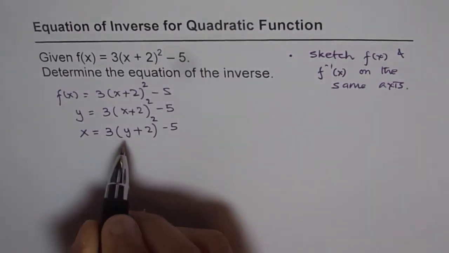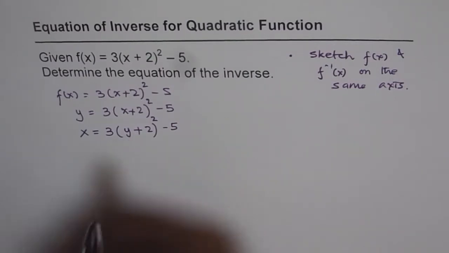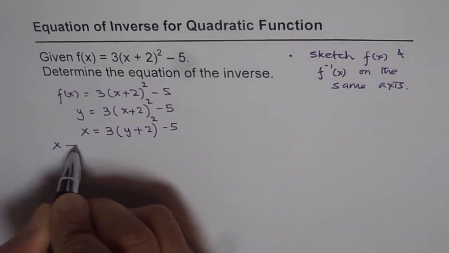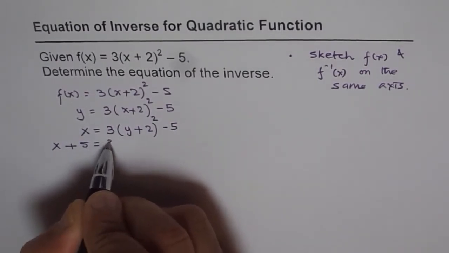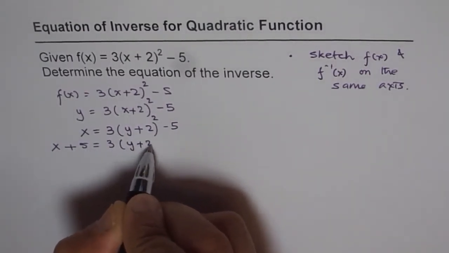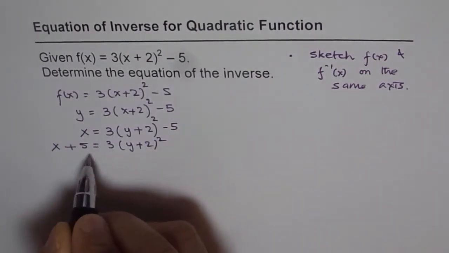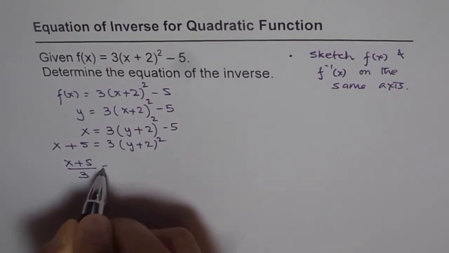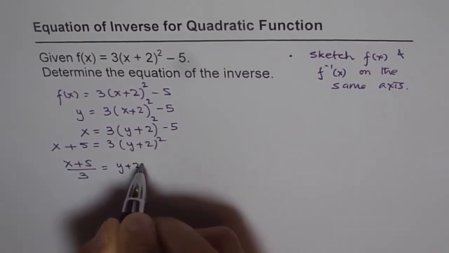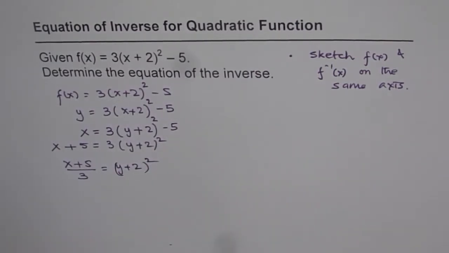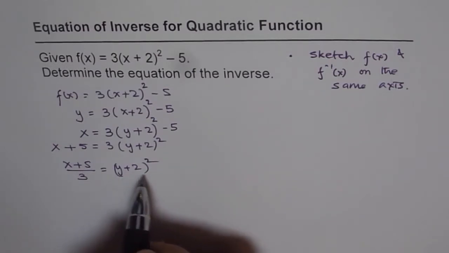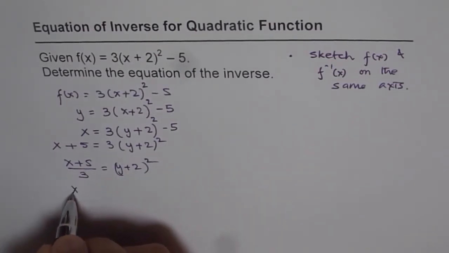And after that you need to really solve for y, right? So let's solve for y now. So we get x, we'll bring 5 on this side, becomes plus 5, equals to 3 times (y plus 2) whole square. Now we'll divide by 3. So we get (x plus 5) divided by 3 equals to (y plus 2) whole square. Now we have (y plus 2) whole square. How can we get y plus 2? It is by square root, right? So let's do square root on both sides.